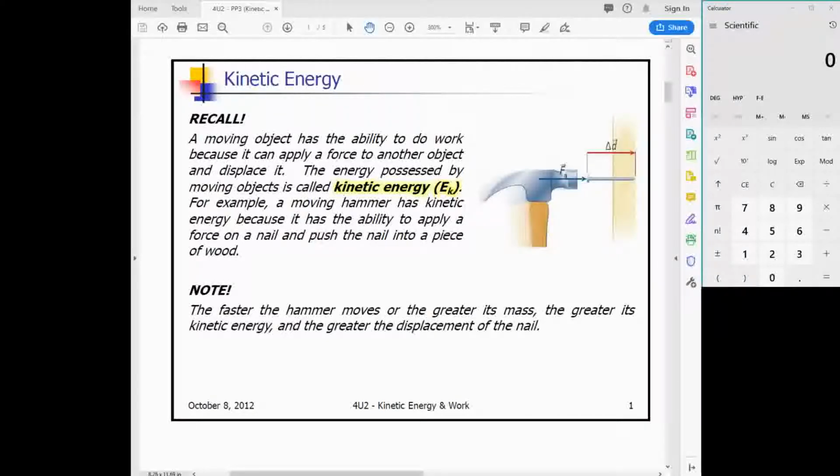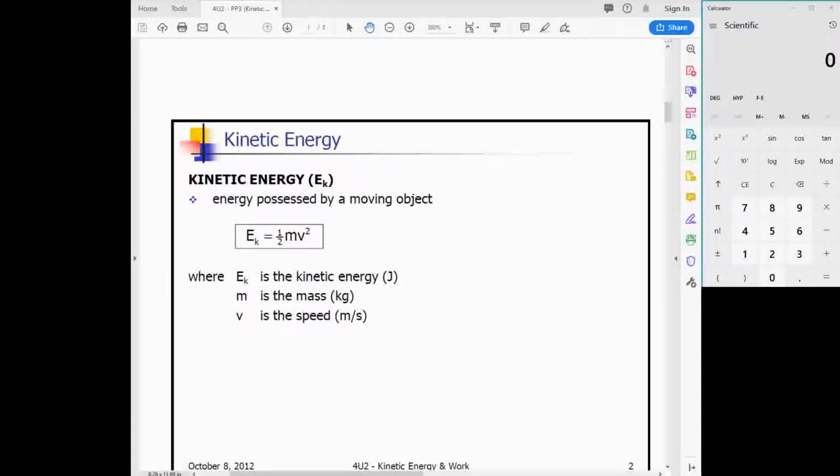So you might recall from last year that a moving object has the ability to do work, and this is because it possesses a type of energy we call kinetic energy. So if we have a hammer, due to its kinetic energy, it can hit a nail and transfer its energy to that nail and do work by moving that nail a certain distance into a board, for example. The faster the hammer, or the more massive the hammer, the greater its kinetic energy. So the greater the displacement of the nail.